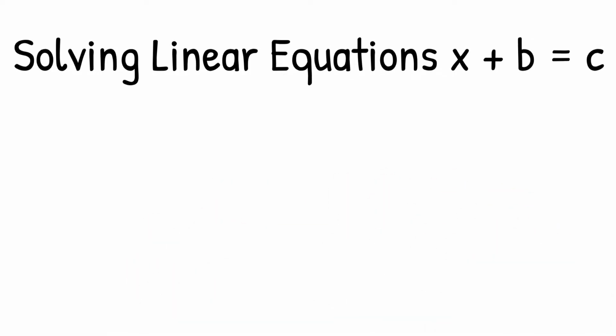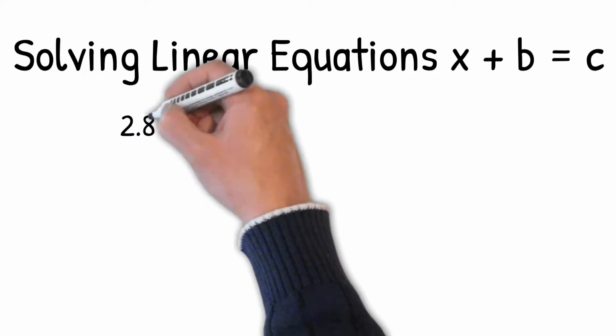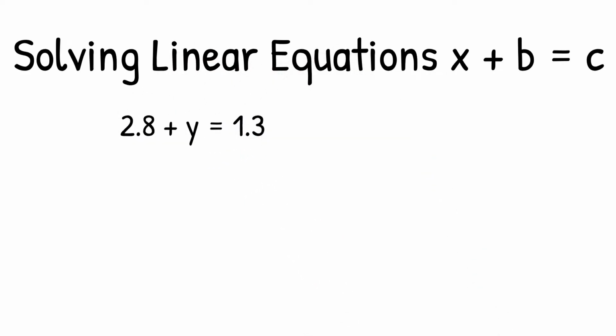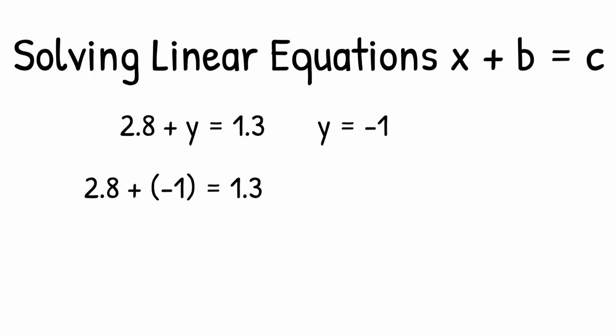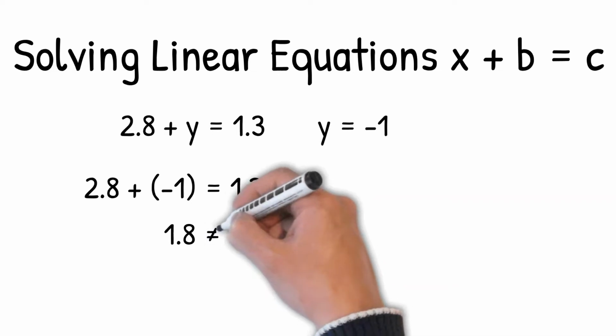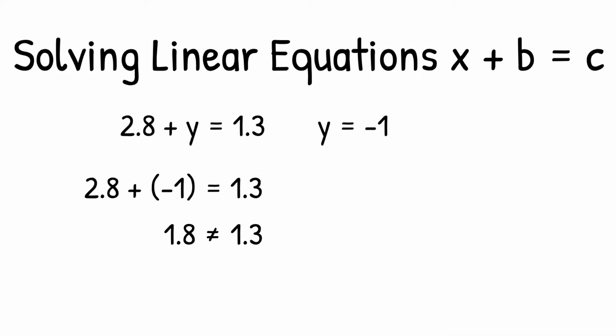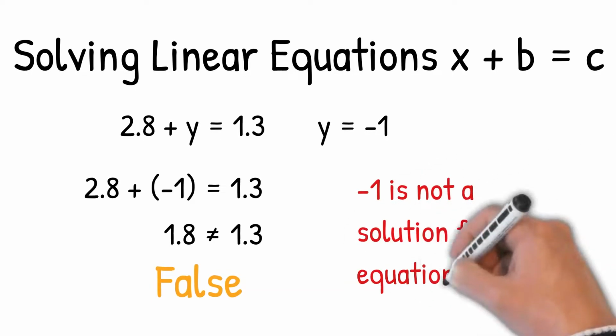Let's try another equation, like 2.8 plus y is equal to 1.3, and let's try y is equal to negative 1. So substitute negative 1 in place of the y in the equation. 2.8 plus negative 1 equals 1.3. But 2.8 plus negative 1 is equal to 1.8, and 1.8 does not equal 1.3, so therefore the equation is false. Negative 1 is not a solution for the equation.